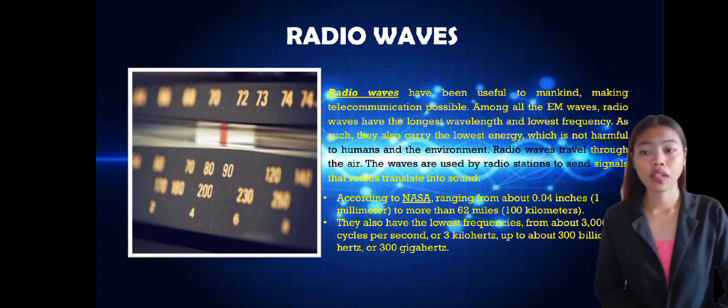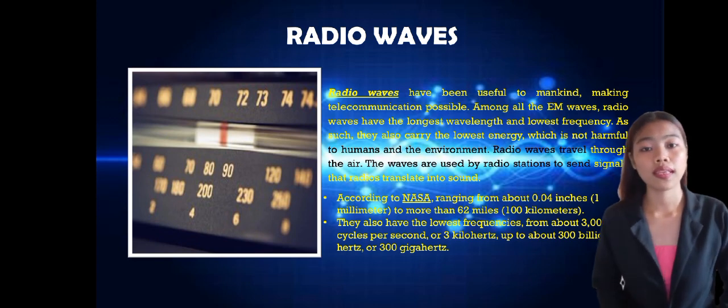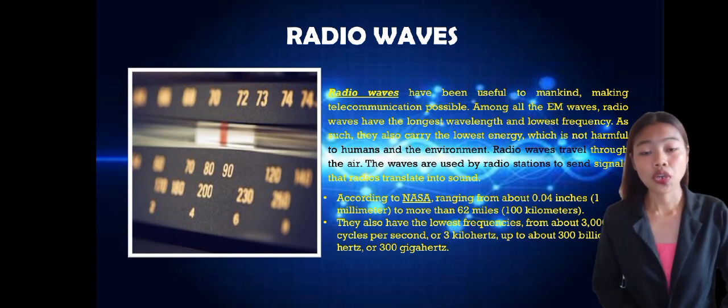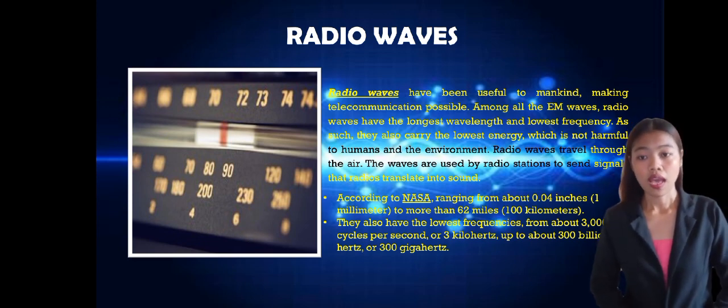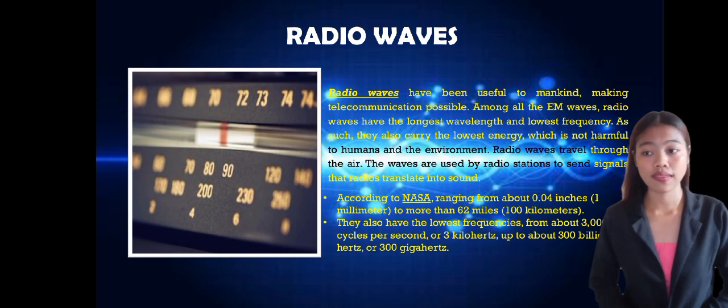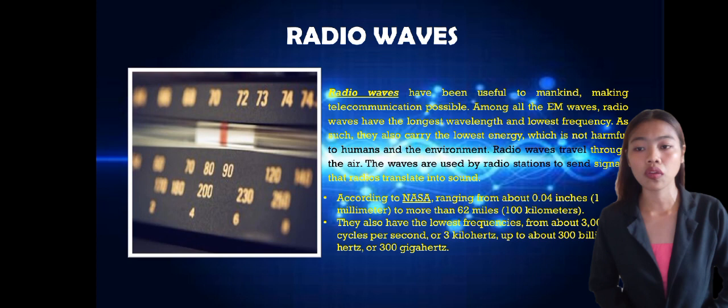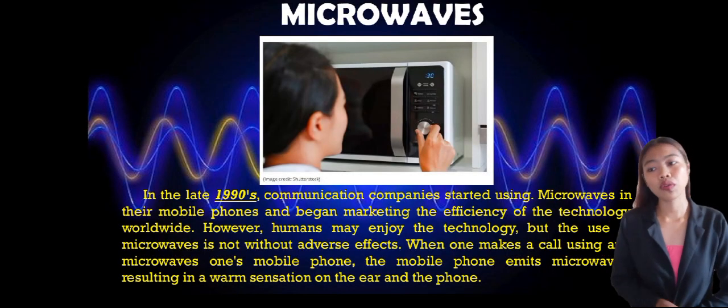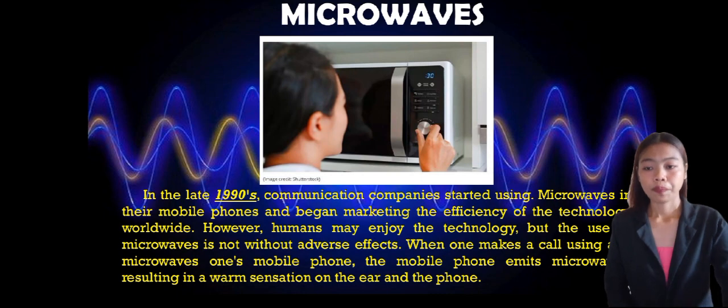Radio waves have the longest wavelengths in the electromagnetic spectrum. According to NASA, they range from about 0.04 inches or 1 millimeter to more than 62 miles or 100 kilometers. They also have the lowest frequencies, from about 3,000 cycles per second or 3 kilohertz up to about 300 billion hertz or 300 gigahertz. Second, let's go to microwaves.